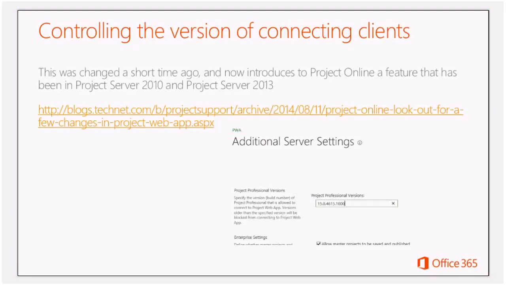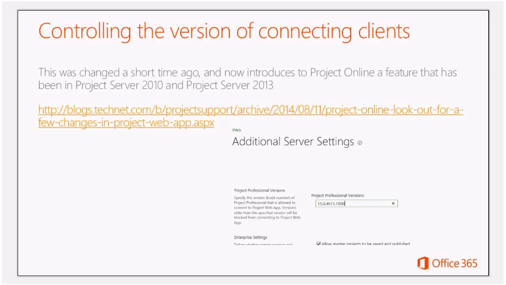The first one, I blogged about this a little while ago. It's been out there for a little while, but I just thought I'd mention it in this webcast just in case you haven't come across it. We've added into Project Online a feature that has been in Project Server 2010 and Project Server 2013 for a reasonable amount of time. And that's to be able to control the connecting version of Project Client, be that Project Pro for Office 365 or Project Professional 2013. So within Project Online, you can now go in and put in that you only want to allow a version such as 15.0.4615.1000 to be connected to your Project Online.